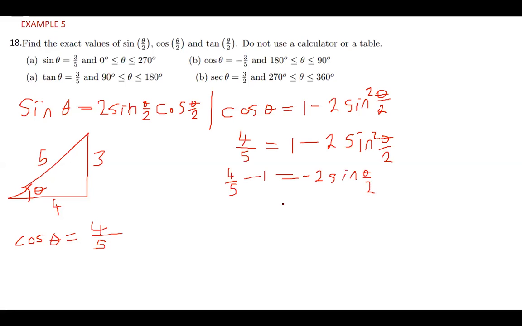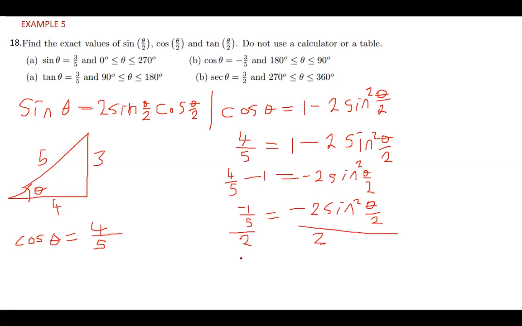And then when you subtract this, you're going to get negative 1 over 5, like this. Okay, 4 minus 5, yeah, all right. We are getting this, and then this is equal to negative 2 sine squared theta over 2. Negative 2 sine squared theta over 2. Then you divide both sides by negative 2.